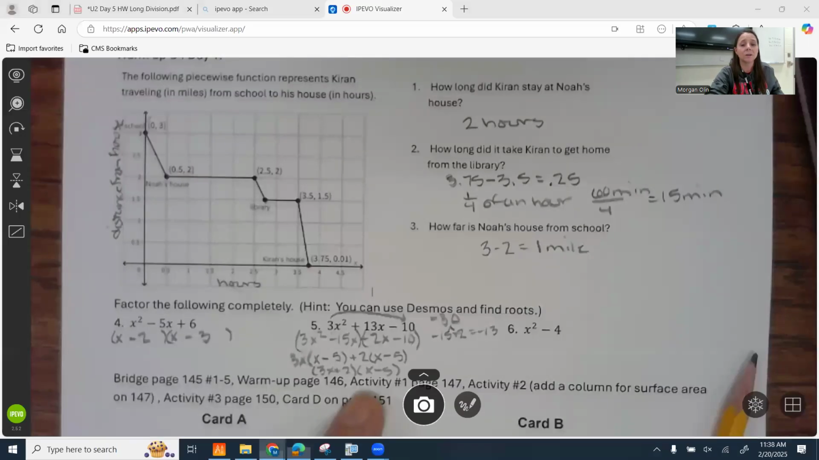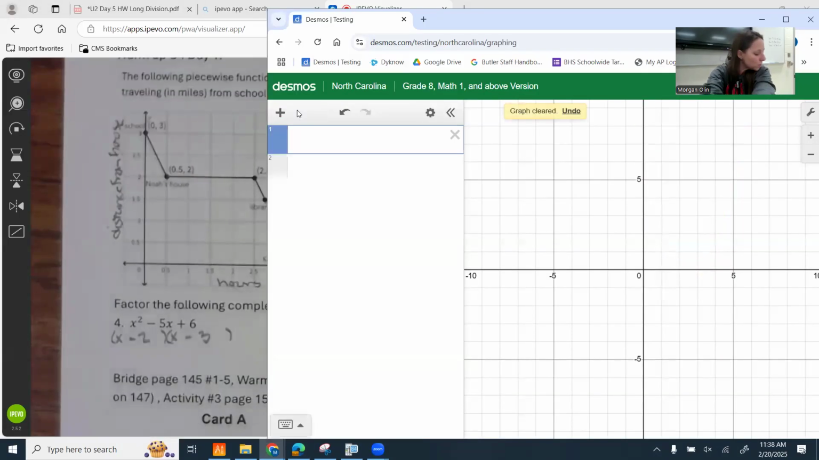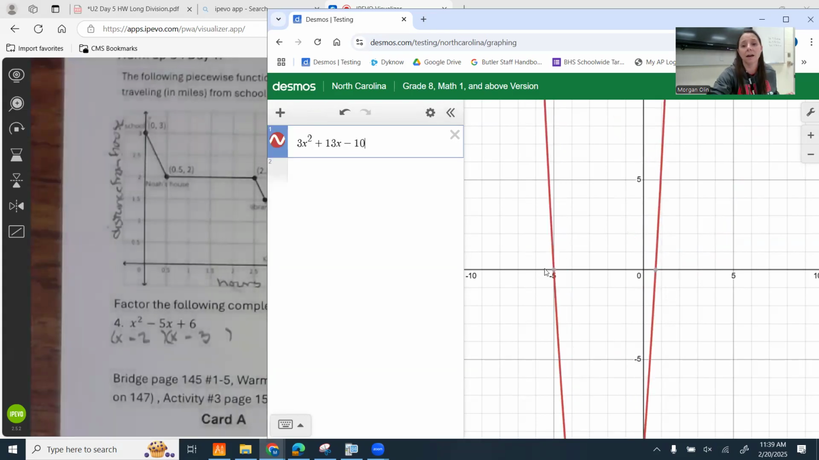Now you ask, can we use Desmos? We can, but you have to be really careful on this one, and I'll show you why in just a second. All right, so here we go. Again, we look at this right here. Now, one of the things we could do, we see this -5 right here.